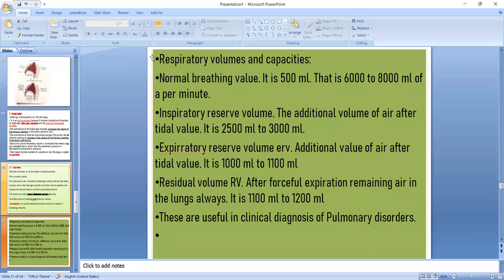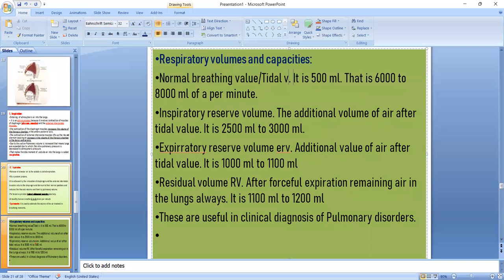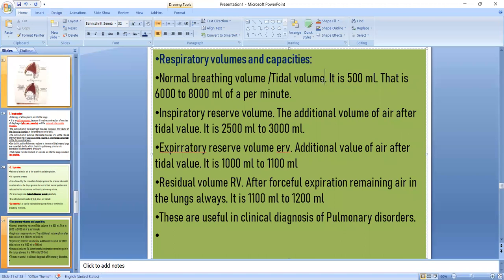Respiratory volumes and capacities. These are konni manam gurtunchukovalsinatuvanti points untayi. Andulo main enti ante, normal breathing value, it is otherwise called tidal volume. In normal breathing, we inspire almost 500 ml of air into our lungs, and in the same way we expire almost 500 ml of air. That volume is generally known as tidal volume or normal breathing volume. Its value is 500 ml.